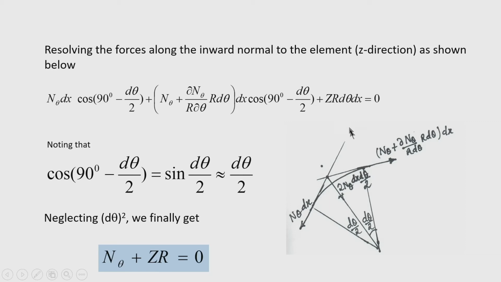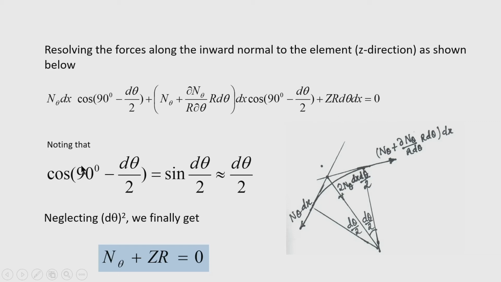Then the component of the load along the radial direction is z r d theta dx. You can see here that the components of the forces on the two opposite edges arising due to circumferential membrane stress n theta are additive, because the components are acting in the same direction. So, these are added and combined with the external load component along the z direction, that is z r d theta dx, equated to 0.